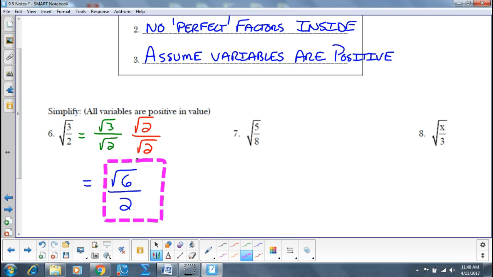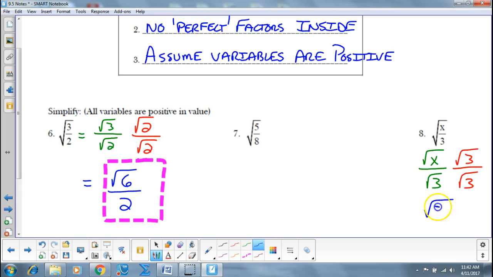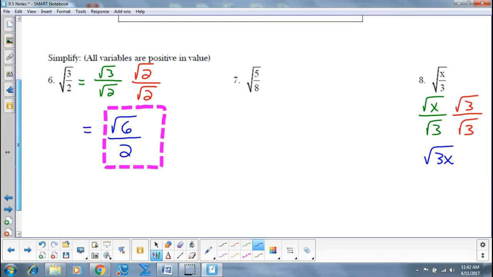Okay? You do 7 and 8. I'm going to get all crazy. I'm going to do number 8 first. So this becomes the square root of x over the square root of 3. So then I multiply both the top by the square root of 3 and the bottom by the square root of 3. So then this becomes the square root of 3x divided by 3.